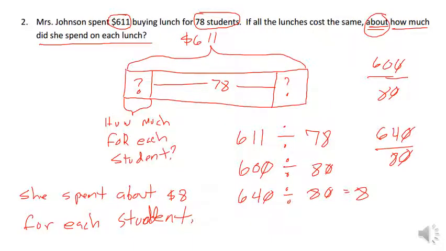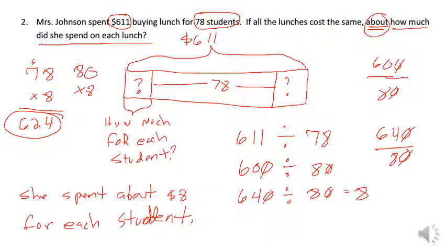Now I could go back and check this real quick, because I know there's 78 students, and she spent about $8 each, so my answer should be approximately 611. So 8 times 8 is 64. There's 8 times 7 is 56, and 6 would be 62. Now they're not going to come out exactly just because I rounded them. Okay, but if I'd have rounded it to 80 times 8, that'd have been 640, which is the same as our estimate we came up with.